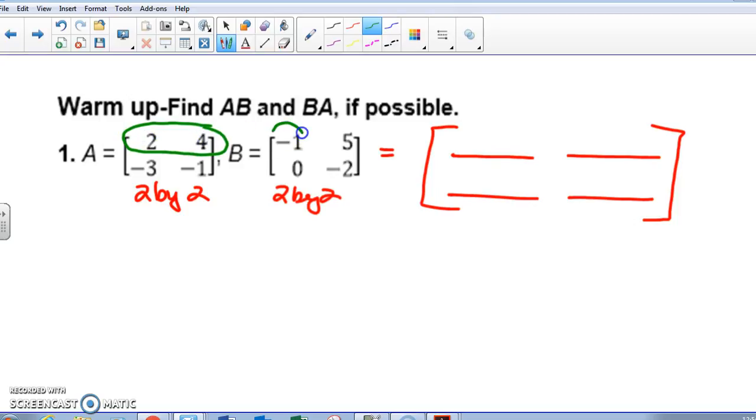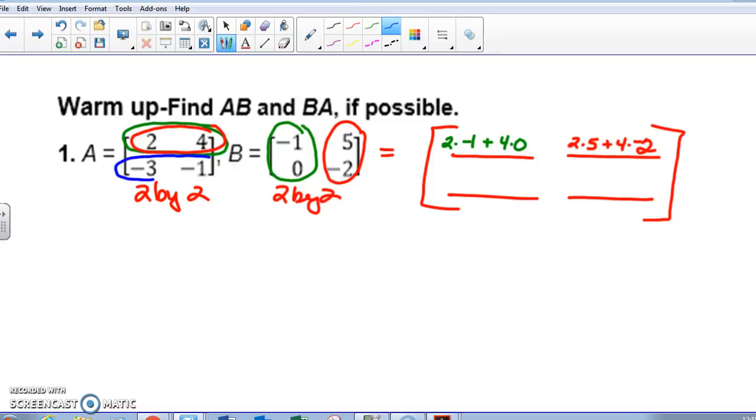Row times column gives you the first row, first column. So it's 2 times -1 plus 4 times 0. Everybody see where I got that? Okay. Same row, second column would be 2 times 5 plus 4 times -2. All right, anybody try the next one? Tell me what the calculation is.